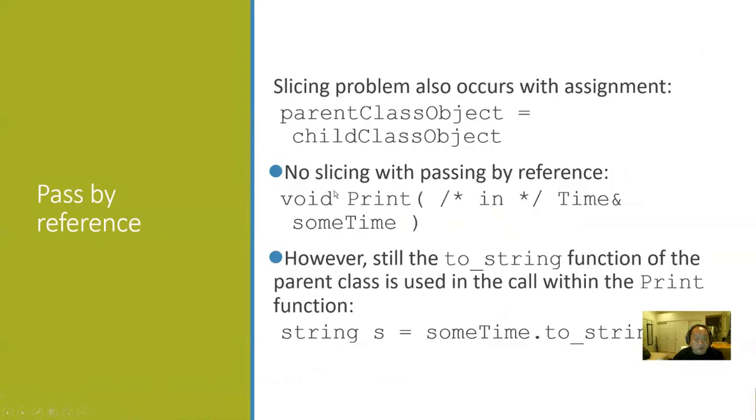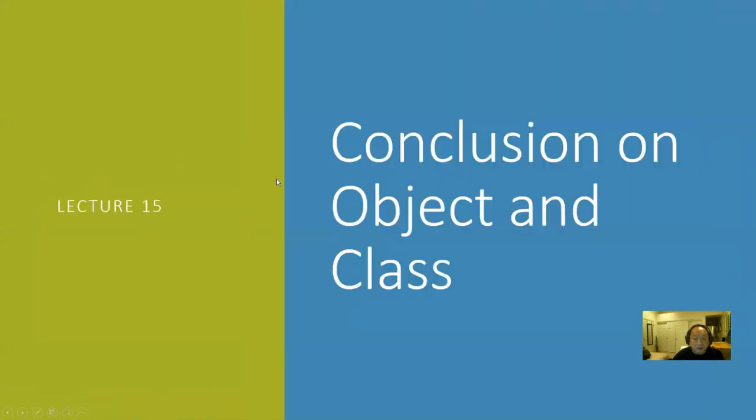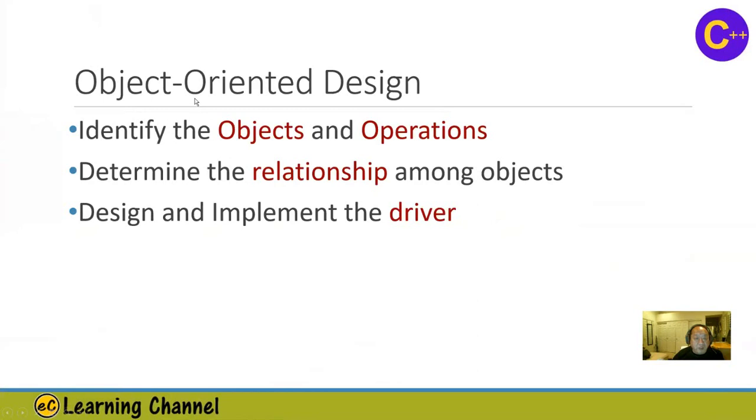Okay, that's a slicing problem. Passed by reference is okay, we know. Conclusion on object and class. So object-oriented design: identify the object and operation. That's in building a class. The previous lecture we covered that.